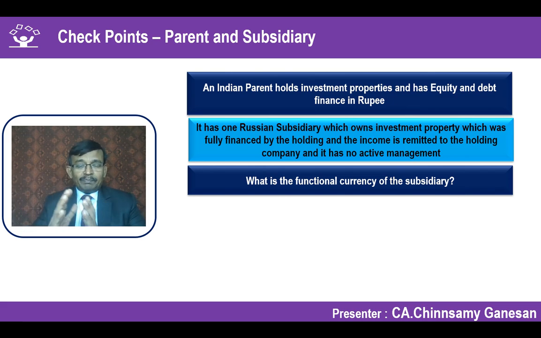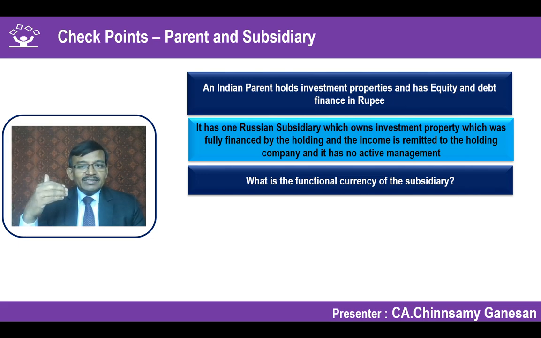But when it comes to a parent and subsidiary company, one of the indicators which we have to see is whether the subsidiary is having a substantial degree of autonomy. That is, it generates its own cash flows without depending on the parent, and it retains that for its operations in the local currency, that is in Russian currency. If it is maintaining that, then it is said to have a substantial degree of autonomy.